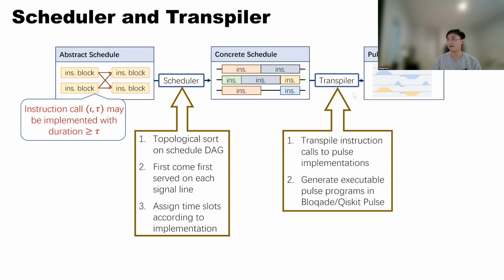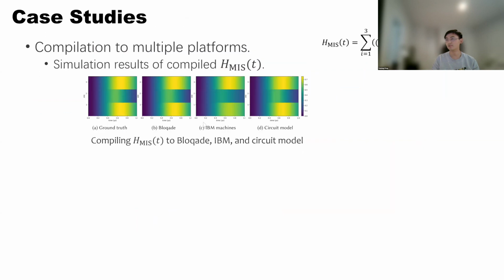We use a transpiler to transpile the concrete schedule to pulses using the API provided by the hardware providers. For case studies, we can compile the MIS Hamiltonian, which is a time-dependent one, to systems like Rydberg systems on Rydberg blockade or IBM machines using superconducting qubits, and also circuit models. You can see that the simulation result is very close to the ground truth on the far left-hand side.